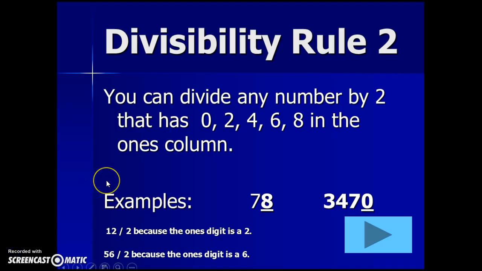Let's start with the divisibility rule for 2. You can divide any number by 2 that has a 0, 2, 4, 6, or 8 in the ones column. In other words, if it's an even number, it's divisible by 2. Examples are the number 78 or 3,470, because those numbers have even numbers in the ones column. You could also say that 12 is divisible by 2, because if you divided 12 by 2, you would get an exact whole number. The same can be said for 56 divided by 2.